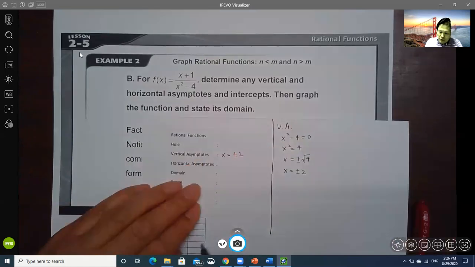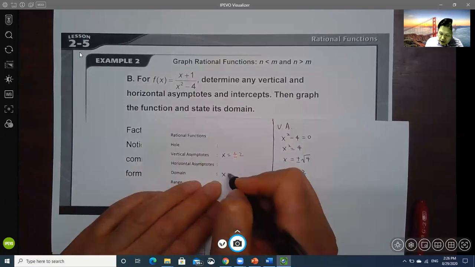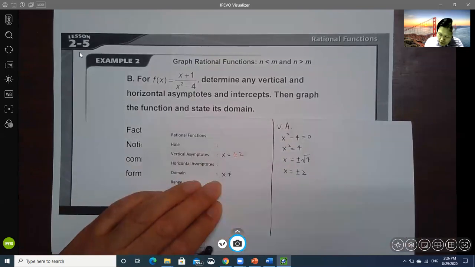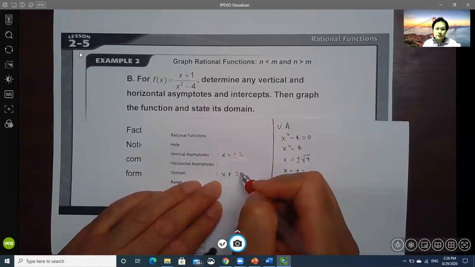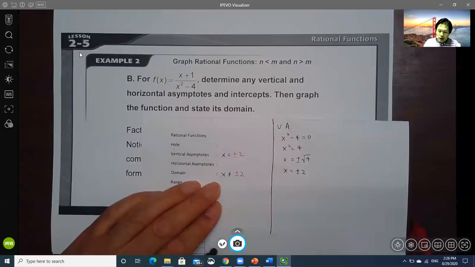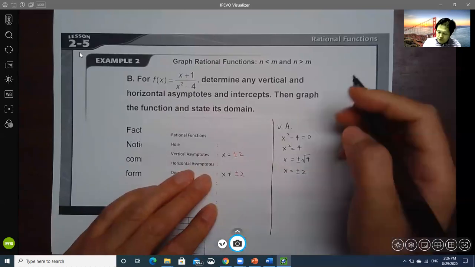You can knock off domain right away. X cannot equal to whatever you got. X cannot equal to plus minus 2 either. That's a domain. Okay, horizontal asymptote.